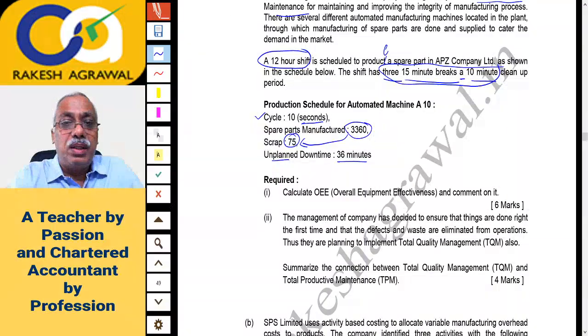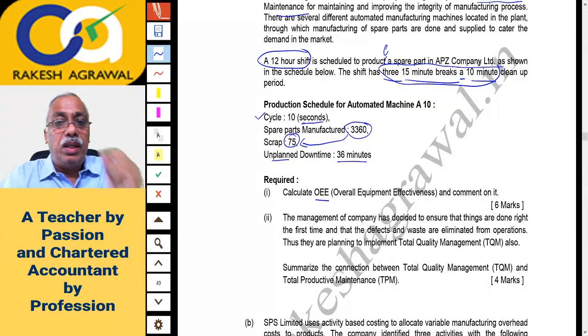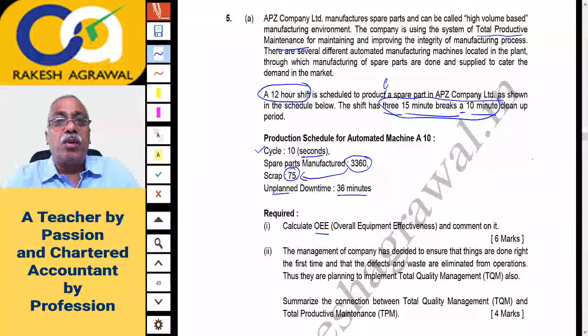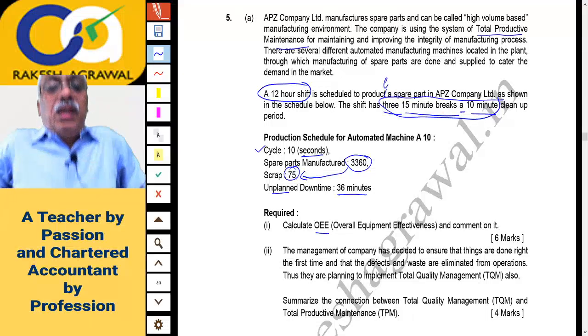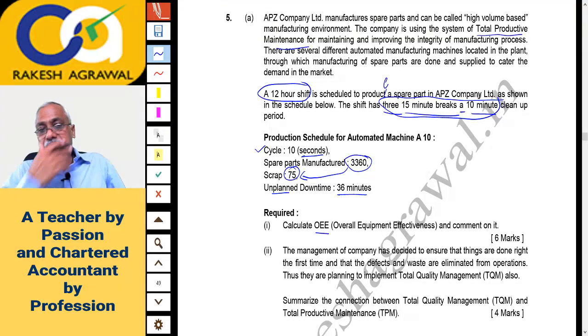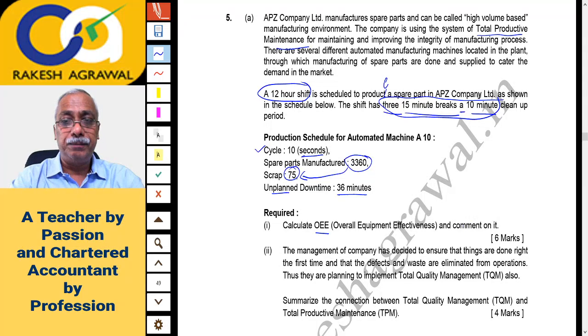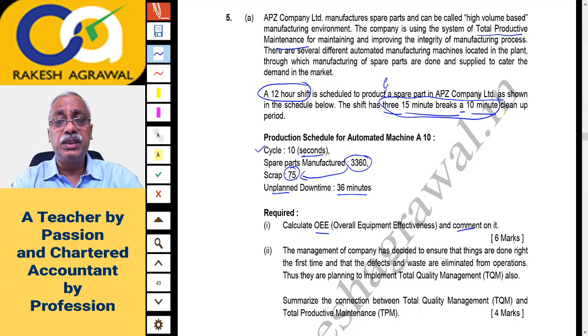Calculate OEE, overall equipment effectiveness, that is the measure for TPM, that is total productive maintenance. To measure the efficiency of your total productive maintenance, we use OEE, overall equipment effectiveness, and comment on it. I think a simple question.